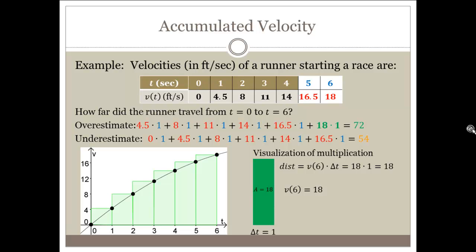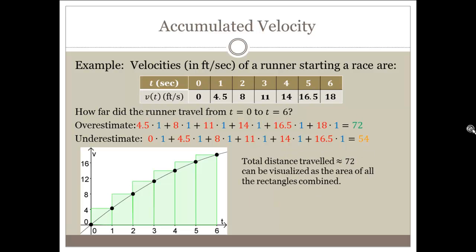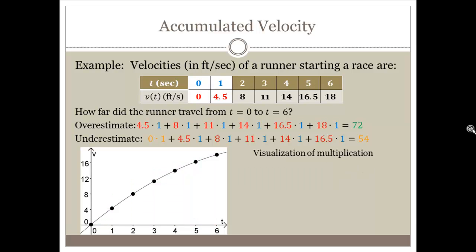Now, just as we did in understanding our overestimate with 2-second time intervals, we can interpret the total distance traveled, which is 72 feet, as the area of all the rectangles combined. This is because the area of each rectangle represents how far the runner traveled over each time interval. Let's now repeat this process for our underestimate.